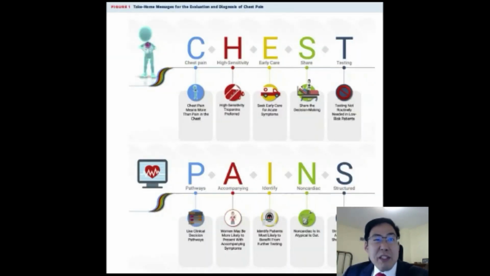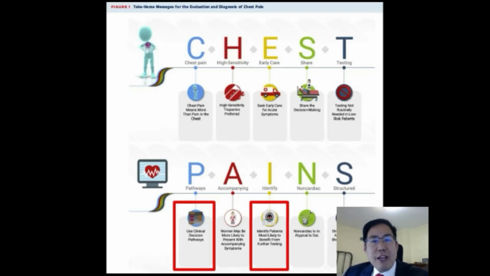If you're not familiar with the guidelines, this is the take-home message, which has an easy mnemonic, chest pains. But what I'm really going to focus on is two parts. One of them is the clinical decision pathways, and also helping you identify which patients are most likely to benefit from additional testing.